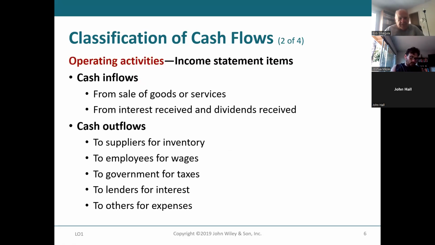Classification, operating activities, the basic things like we just said. From this, cash inflows would be the sale of your product and maybe some interest and dividends received. Cash outflows could be anything to suppliers, for inventory, for wages, for taxes, interest, etc.